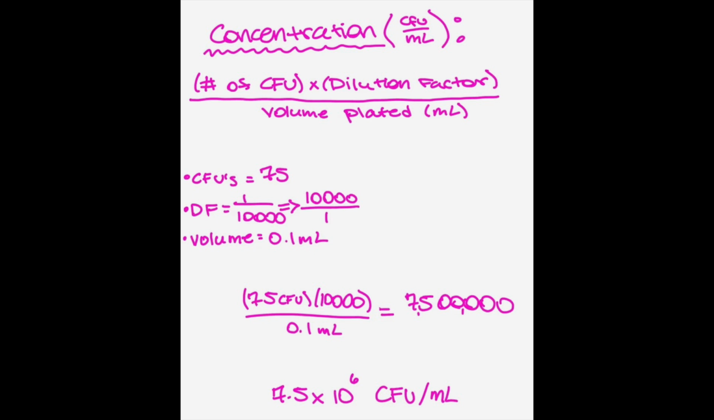7,500,000, and that in scientific notation is 7.5 times 10 to the 6th CFUs over milliliters, because don't forget to bring down your units. And the exponent is positive, not negative, because the number is exponentially big and we're making it smaller versus going in the opposite direction. So your final answer will be 7.5 times 10 to the negative 6 CFUs over milliliters. Thank you.